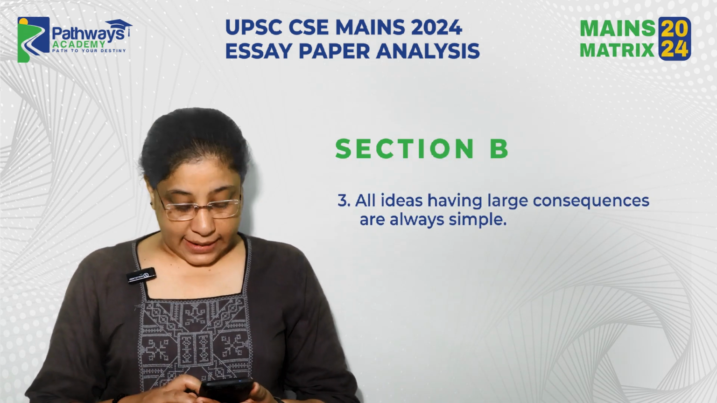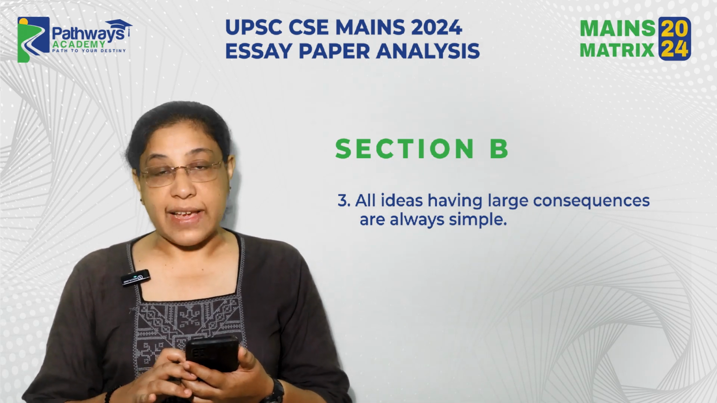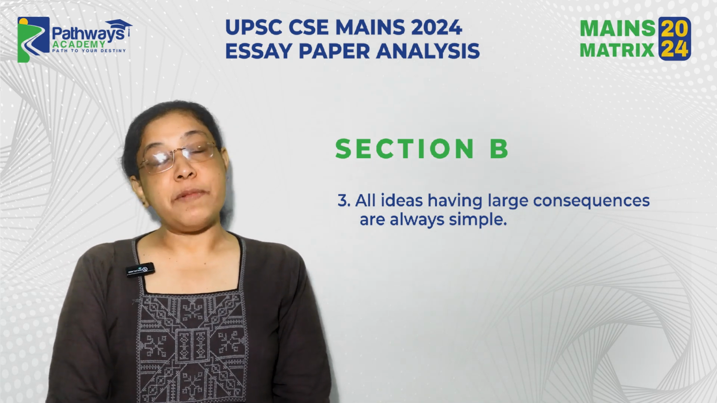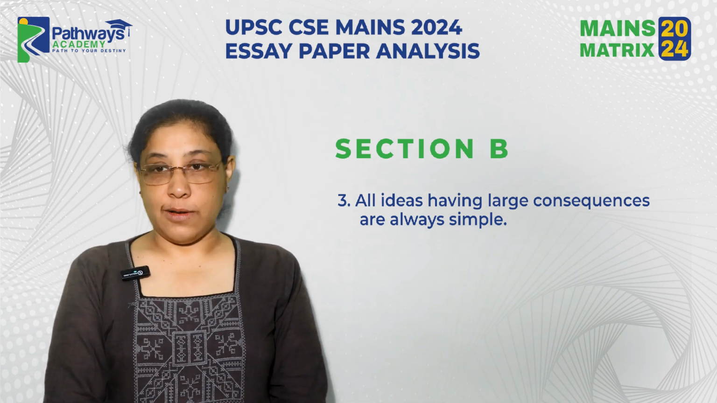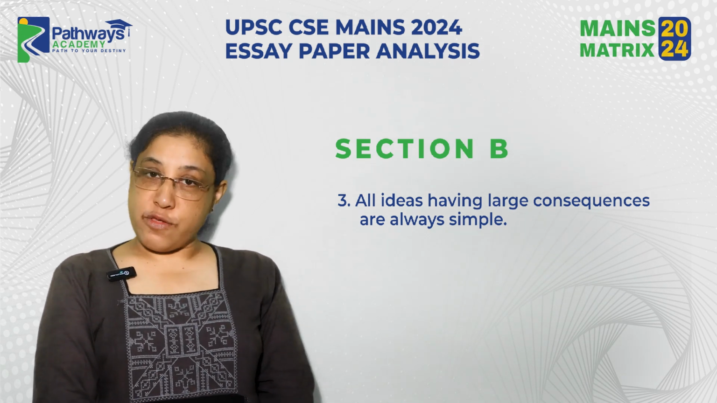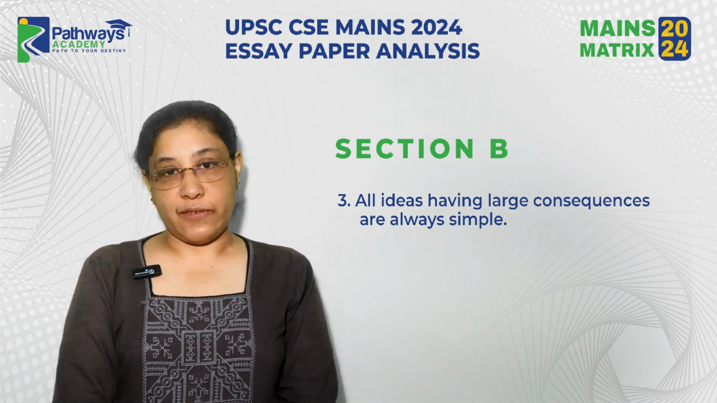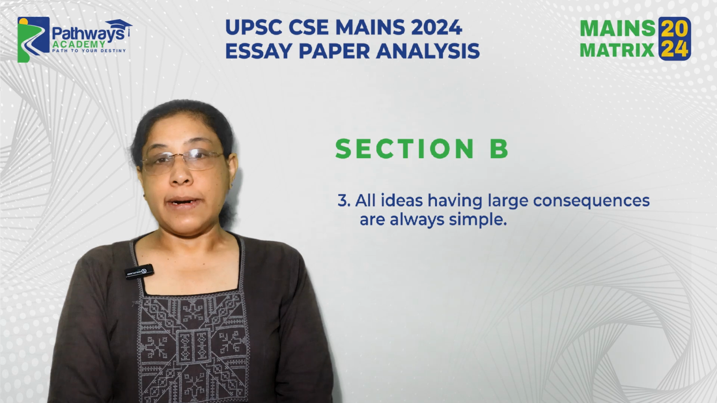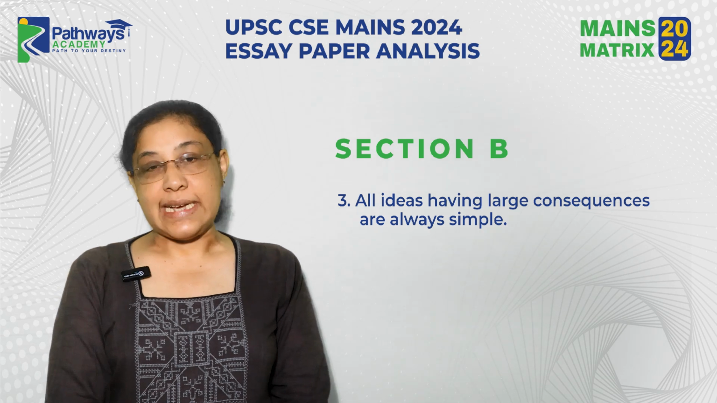Question number 3 from section B is all ideas having large consequences are always simple. Few years before, UPSC has asked a similar kind of question, that simplicity is the ultimate sophistication. So, this talks about how simple ideas can be very powerful. So, from the field of science or administration or any such examples from history, you could prove that this is the case. But to get examples for this particular topic is going to be a bit challenging.